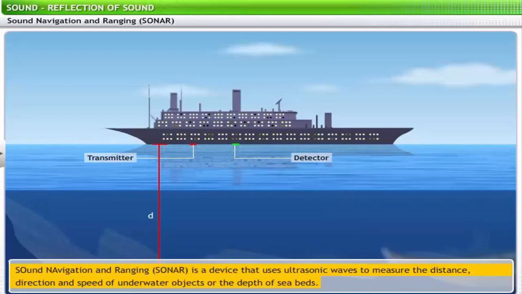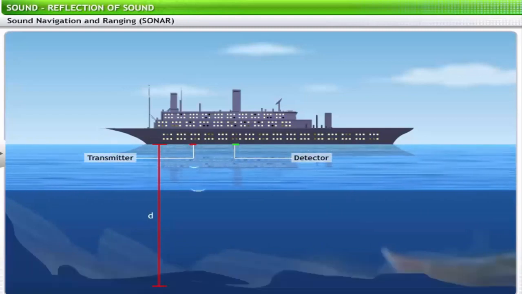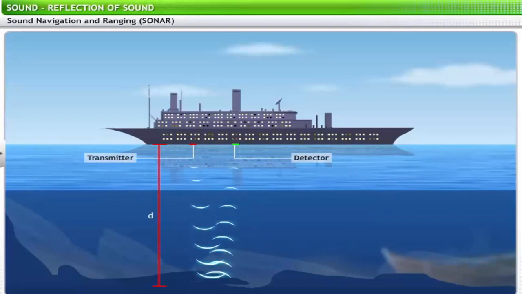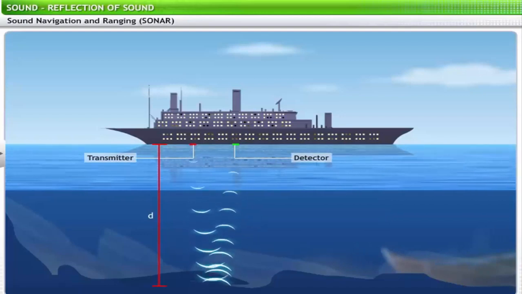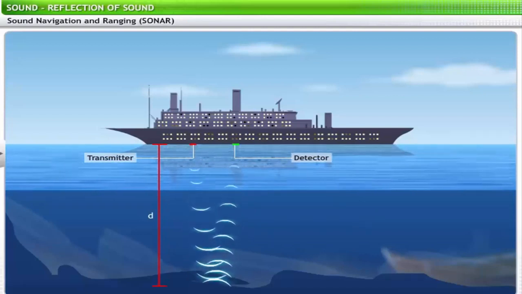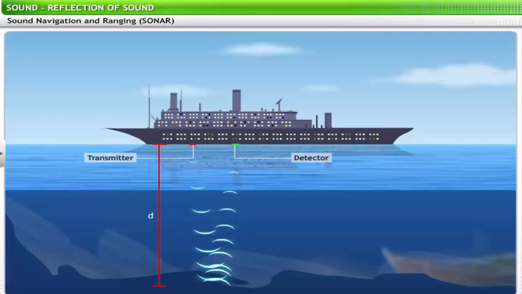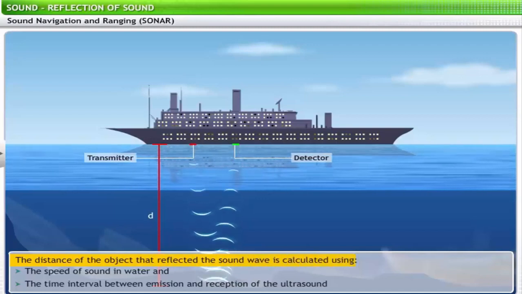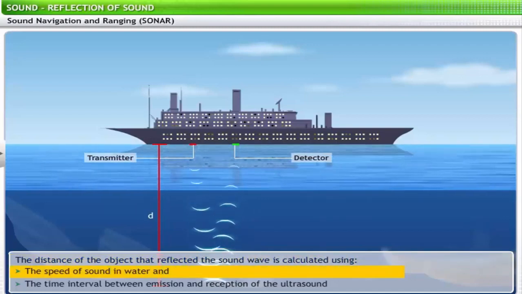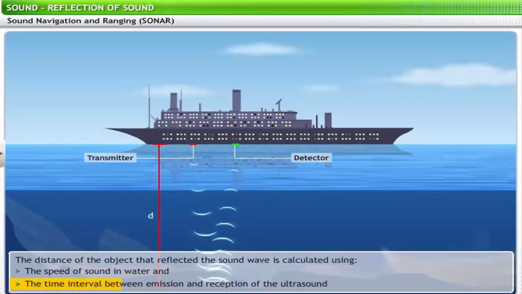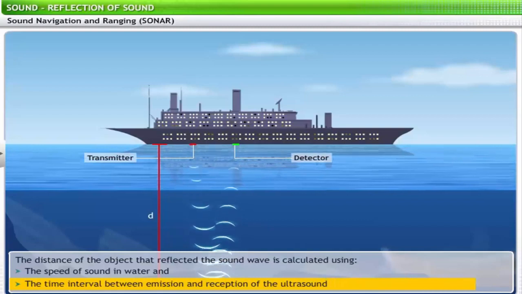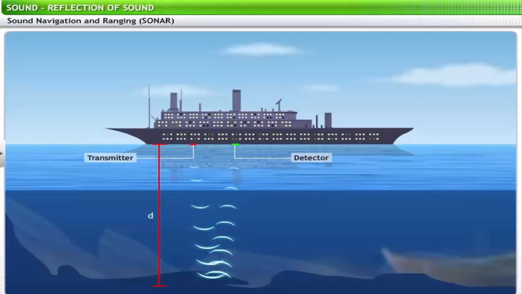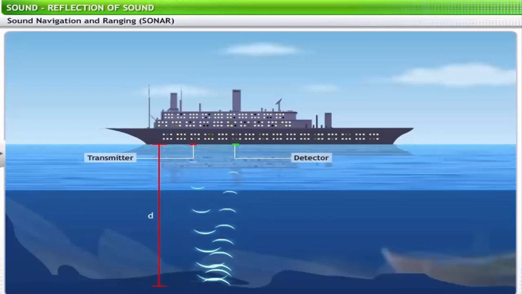Let's see how it works. The transmitter produces and transmits ultrasonic waves that travel through water and reflect back after striking objects or the seabed. The detector catches the reflected rays and converts the ultrasonic waves into electrical signals, which can be suitably interpreted. The distance of the object that reflected the sound wave is calculated using the speed of sound in water and the time interval between emission and reception of the ultrasound. This technique is useful in determining the depth of the sea and to locate underwater hills, valleys, submarines, icebergs, and sunken ships.